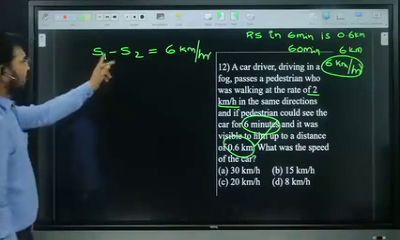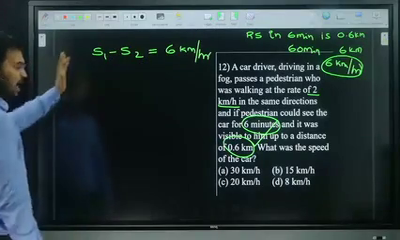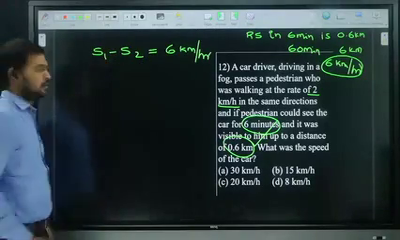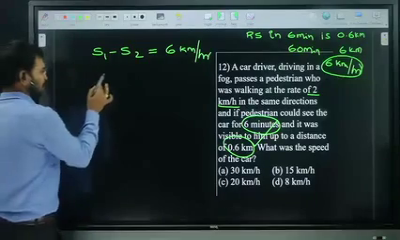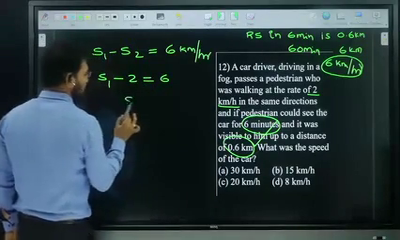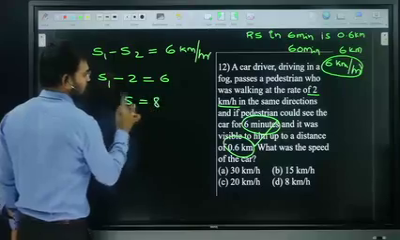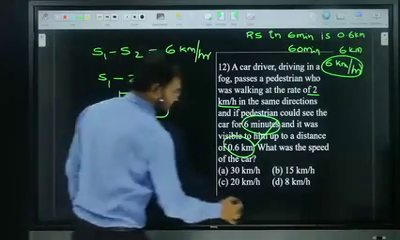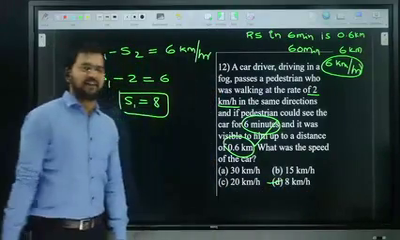S1 minus S2 is equal to 6 km per hour. The car's speed is always more than the man's speed. S1 is the car speed, S2 is the man speed. S1 minus the man's speed, which is 2, gives 6. Therefore, the speed of the car is 8.